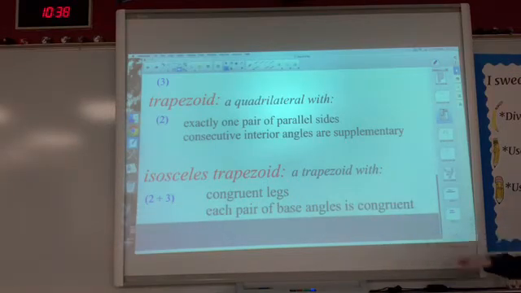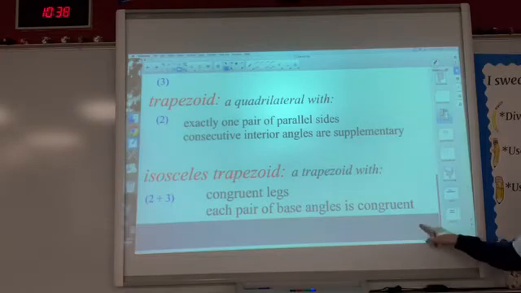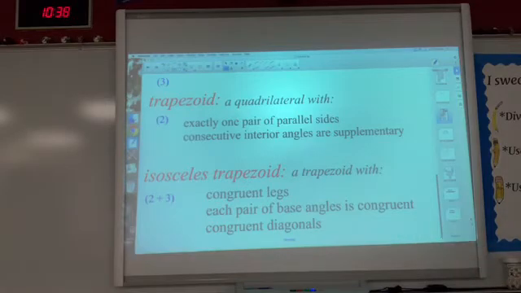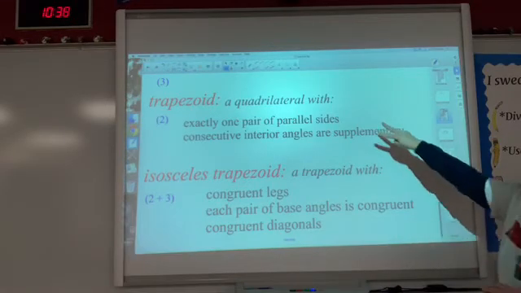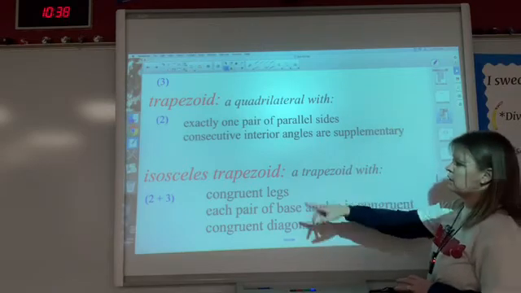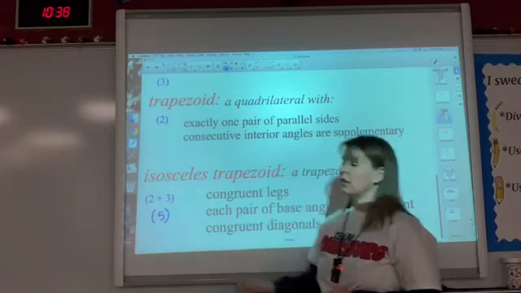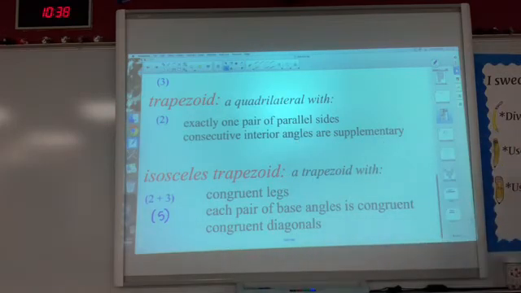And it has each pair of base angles is congruent, and it also has congruent diagonals. So it has two properties that it shares up here, three of its own, five altogether. And you're going to have to know all these properties.